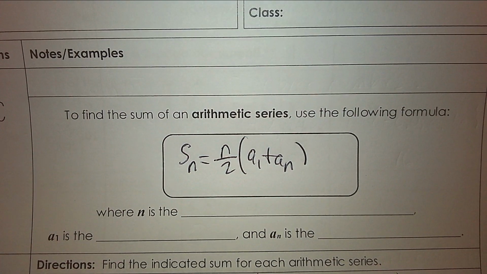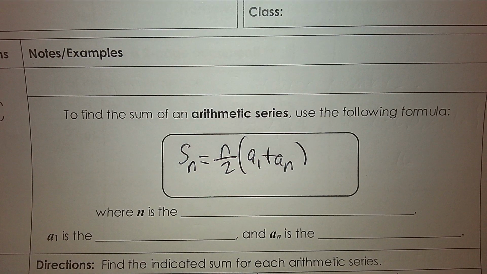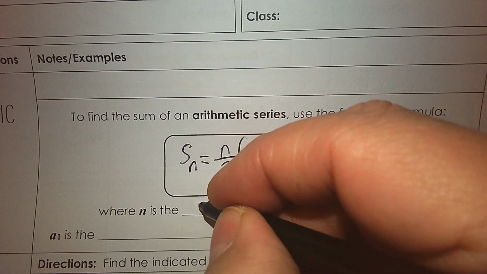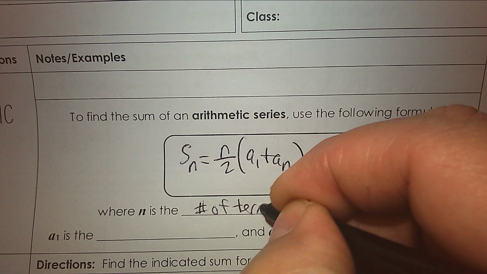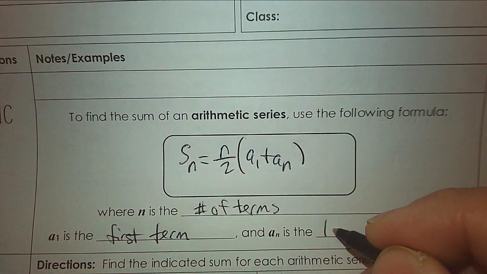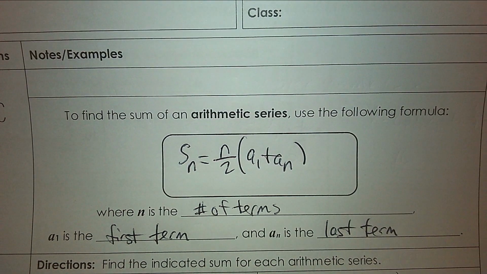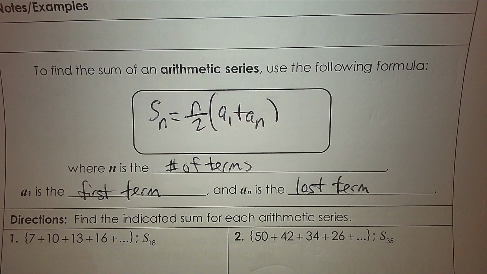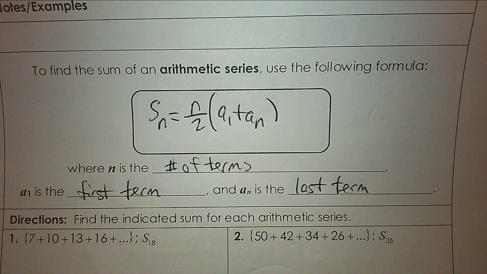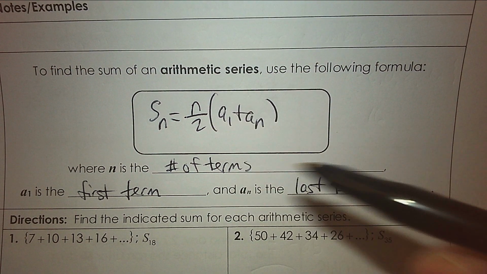So, that's the formula to add an arithmetic series. You take, how many terms are there? You divide it by 2, and then inside the parentheses, you take the first term plus the last term. AN is the last one. So N is the number of terms, A1 is the first term, and AN is the last term. So you add the first term and the last term, and then you multiply it by the number of terms divided by 2.